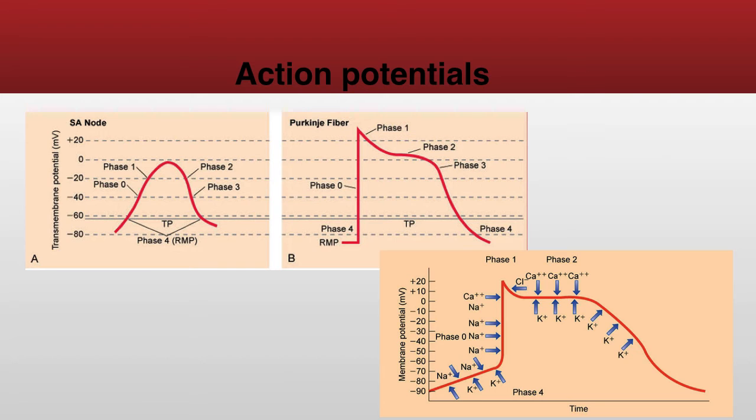These pictures are looking at the action potentials. We look at it from the SA node and the Purkinje fibers, also as membrane potential. And you can see the action of sodium and the action of calcium and potassium on these action potentials, and where they are as far as the phases, phase 1, phase 2, phase 3, and phase 4, from the different angles.